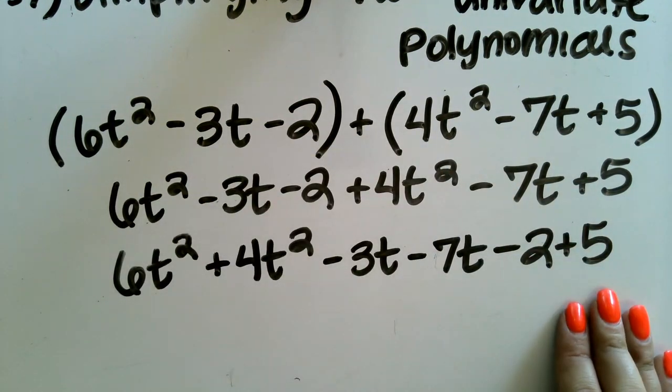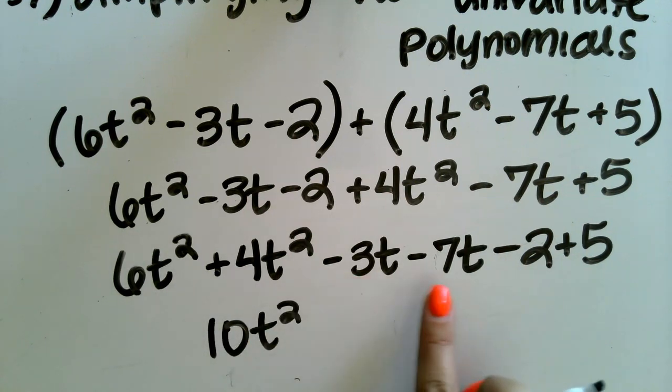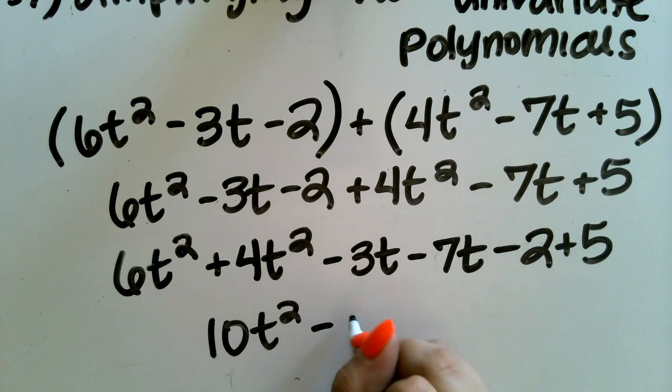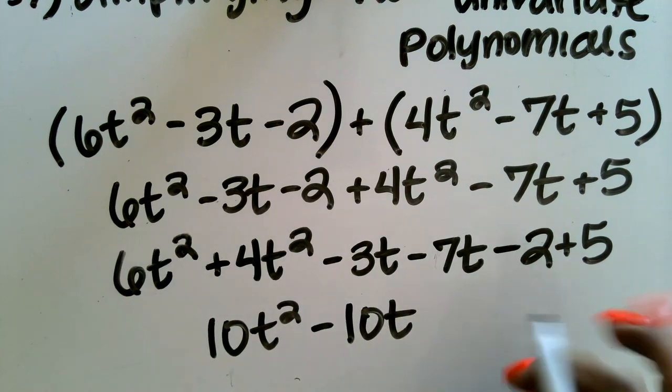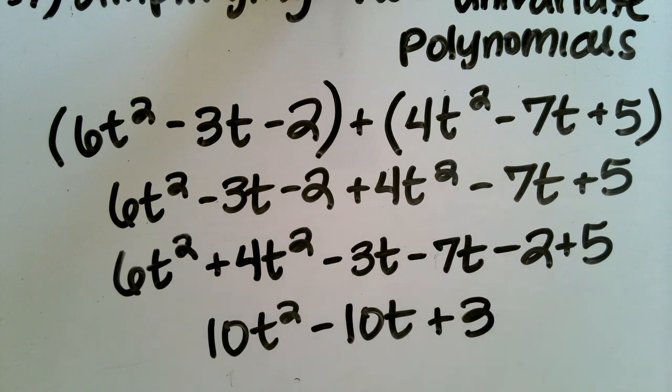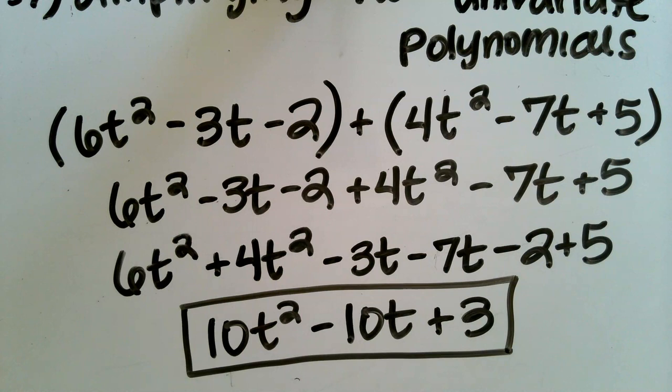Now everything is written in the correct order and we can just work our way down the line. 6t squared plus 4t squared is 10t squared, minus 3t minus 7t is minus 10t, and then negative 2 plus 5 is a positive 3. We are done. We have successfully simplified those two polynomials, and we only have one term of each kind in our answer. Great job, guys. I will see you tomorrow.